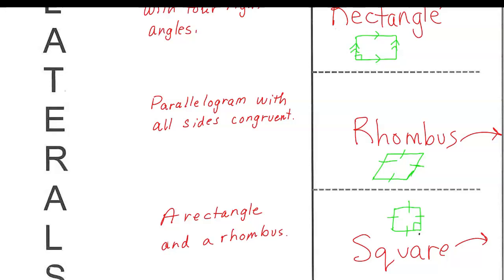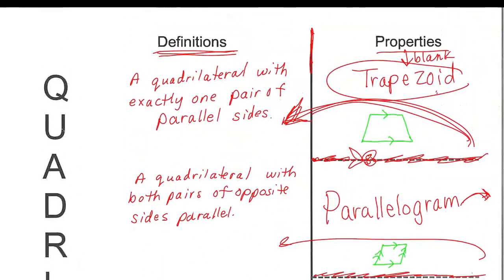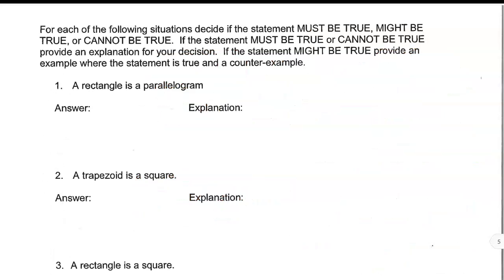And then there's other properties that are involved with each of the 5. We'll go over those properties in the next video. For each of the following situations, we're going to decide if the statement must be true, might be true, or cannot be true. If the statement must be true or cannot be true, we need to provide an explanation for that decision. If the statement might be true, we're going to provide an example where the statement is true and where the statement is false, which means a counterexample.